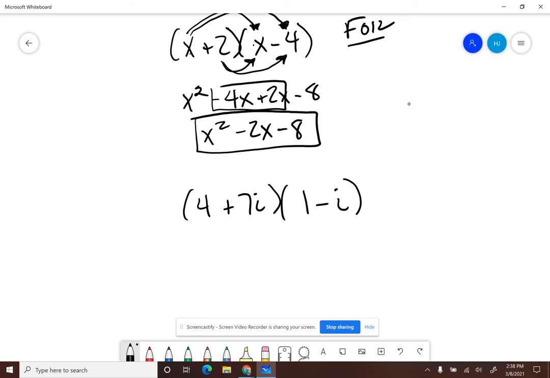You notice I've got something that looks like it's got a variable with it over here. But again, that is an i. That's our special i that we look at. So let's just do the same process.